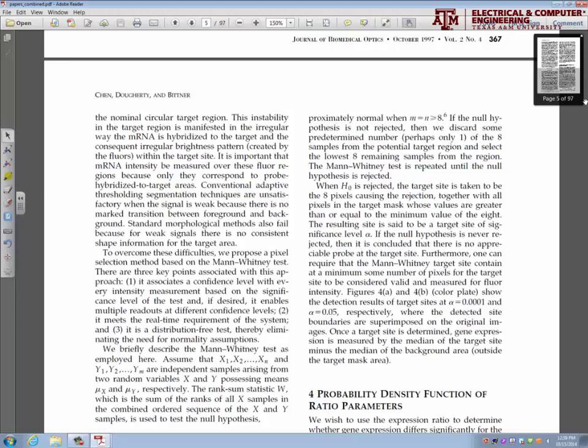So to overcome these difficulties, we propose a pixel selection method based on the Mann-Whitney test, that is the rank sum test. There are 3 key points associated with this approach. It associates a confidence level with every intensity measurement based on the significance level of the test, and if desired, it enables multiple readouts at different confidence levels. It meets the real-time requirement of the system, and it is distribution-free. We already discussed all this last time. So you have x1 through xn and y1 through ym, independent samples arising from 2 random variables. Then you use the rank sum statistic, and you're testing the hypothesis that the 2 have the same means.